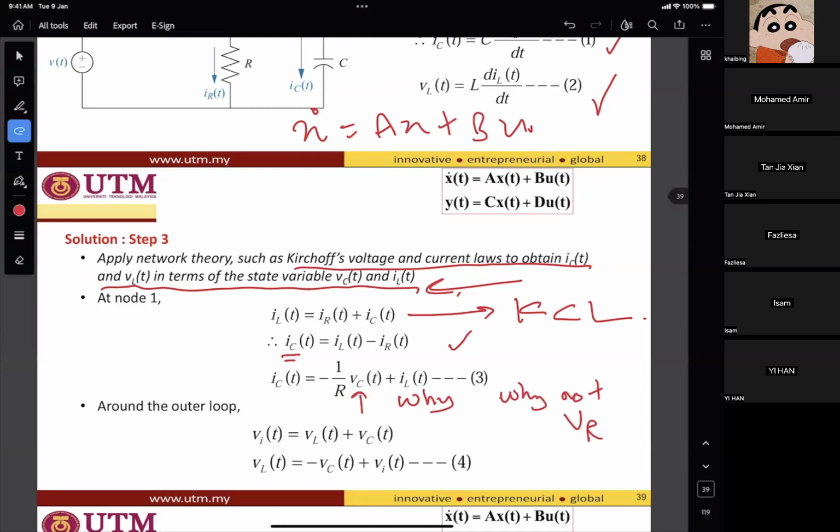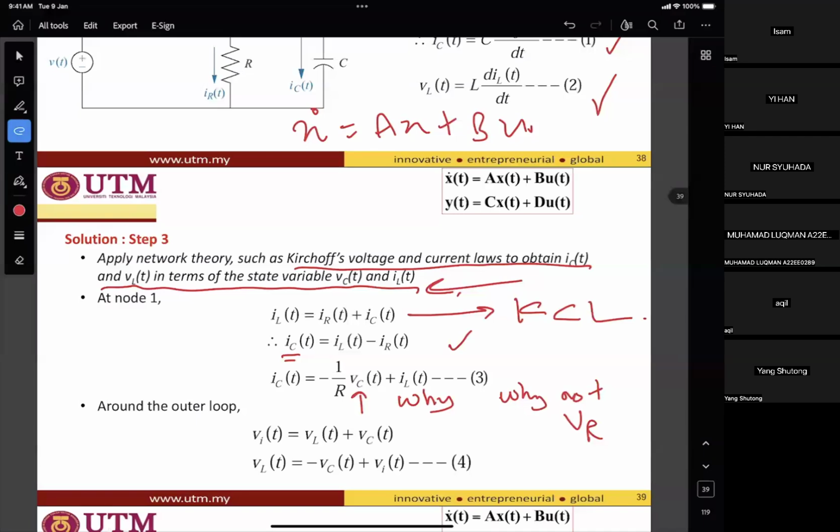Isam. Isam. Calling 1, calling 2, calling 3. Isam tak hadir. Nur Syuhada.